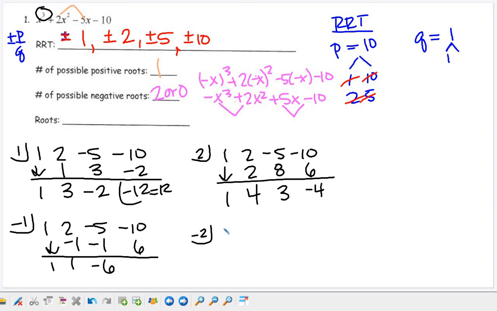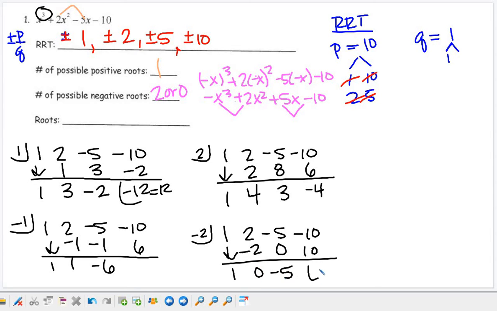So we'll try negative 2. So we have 1, 2, negative 5, negative 10. Multiply, so negative 2, 0, multiply, 0, multiply, and hallelujah. We have our first 0, or our first root. Our first root is negative 2, and I know that because the remainder is 0.